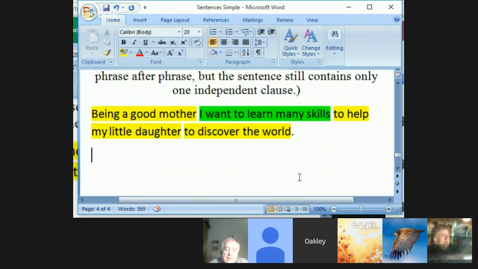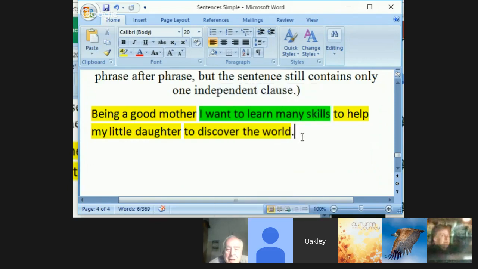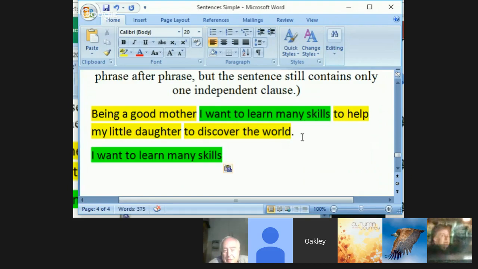You can do the same thing with many phrases, prepositional phrases as well, to talk about time and place. Excuse me, teacher, a question. Yes. But this sentence, I want to learn many skills, by itself, there is no sense, and I think, if you don't add to help my little daughter to discover the world. I think the principal sentence is I want to learn many skills to help my little daughter to discover the world, because by itself it's no sense.